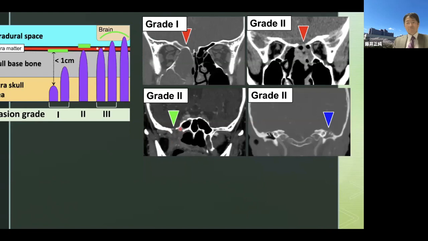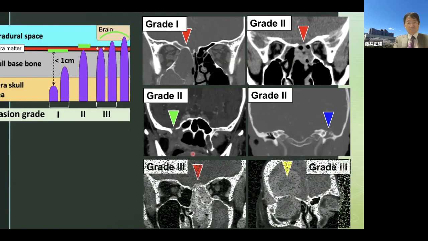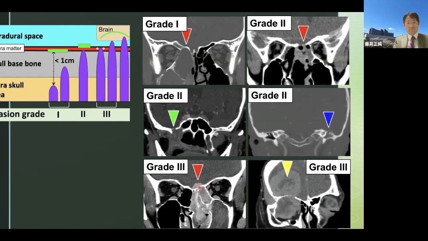And next, this is also grade two. The bone structure is already eroded. Here, the petrous bone is eroded. So this is considered to be grade two. And next, this is apparently grade three because the tumor reached beyond the skull base bone and extends into the intracranial space. And this patient shows a tumor extending very much into the brain parenchyma. So this is definitely grade three.